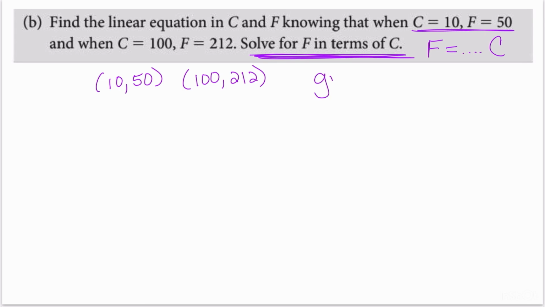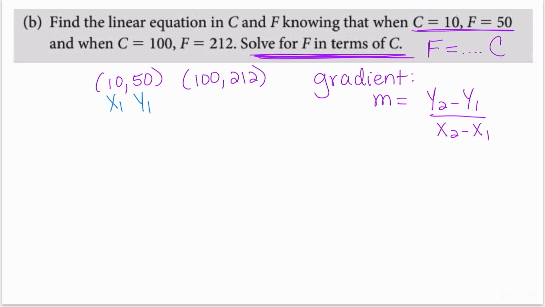The gradient formula is in the formula packet. It's y2 minus y1 over x2 minus x1. So the way this works is that I'm going to call this my x1, y1. Remember that every single ordered pair is x comma y. I'm just making the distinction between my first point and my second point. So that's why that one is x1, y1, and this one is x2, y2, okay?